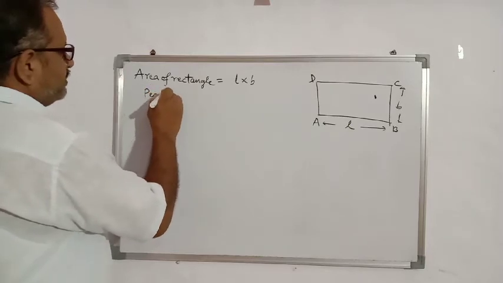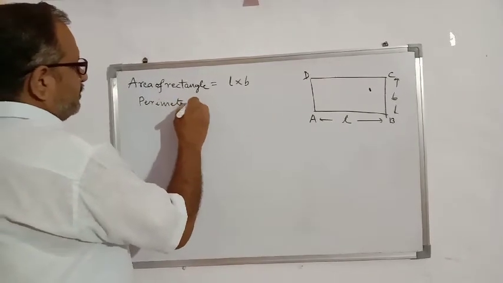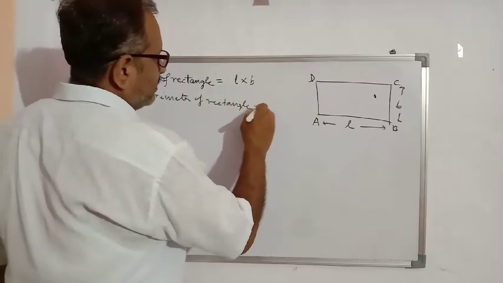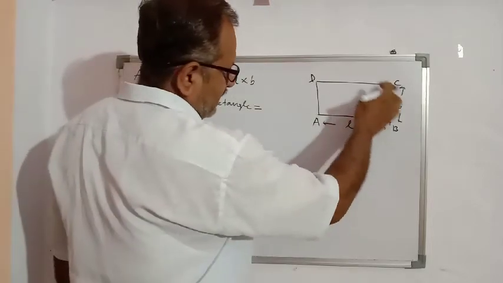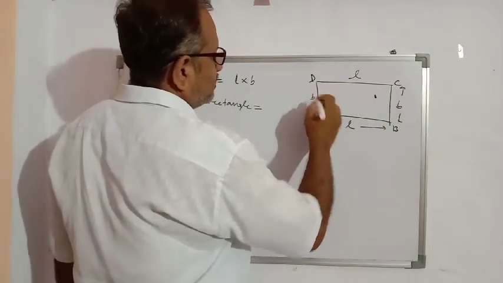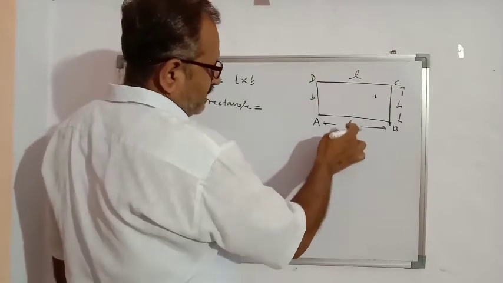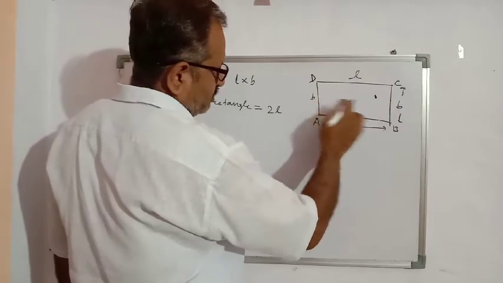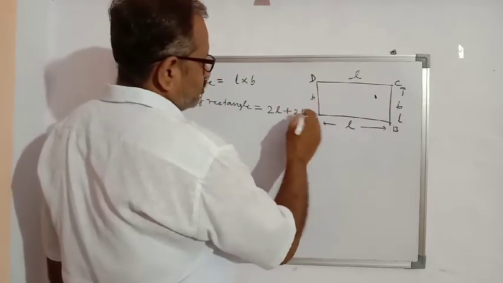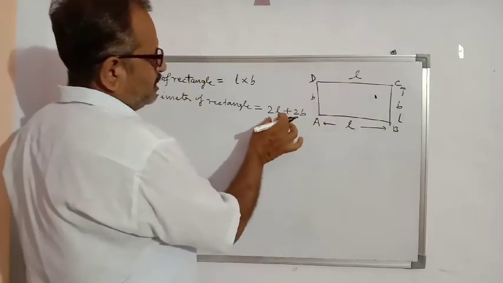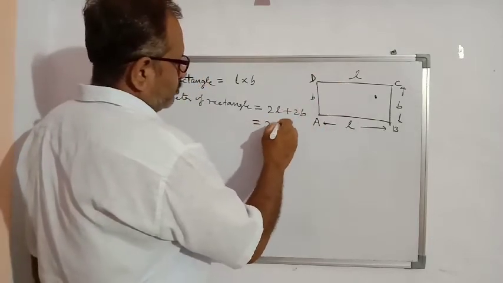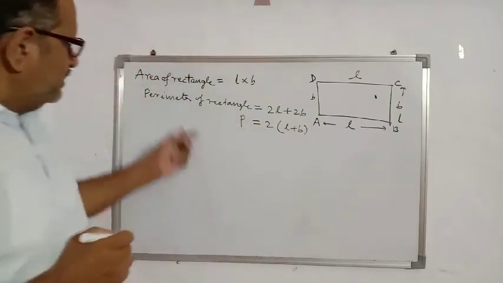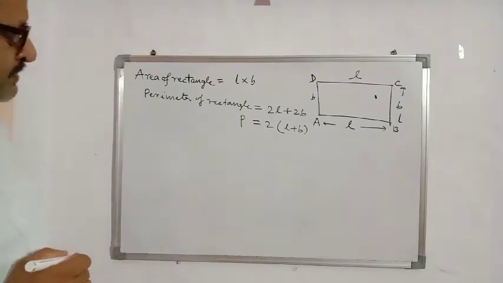Perimeter of rectangle. Perimeter means sum of all the sides. So length has come 2 times, so it will be 2L, and B also comes 2 times, so 2L plus 2B. Total length of the boundary will be 2L plus 2B. We can take 2 common, so it will be 2 into L plus B. It is the perimeter of the rectangle.